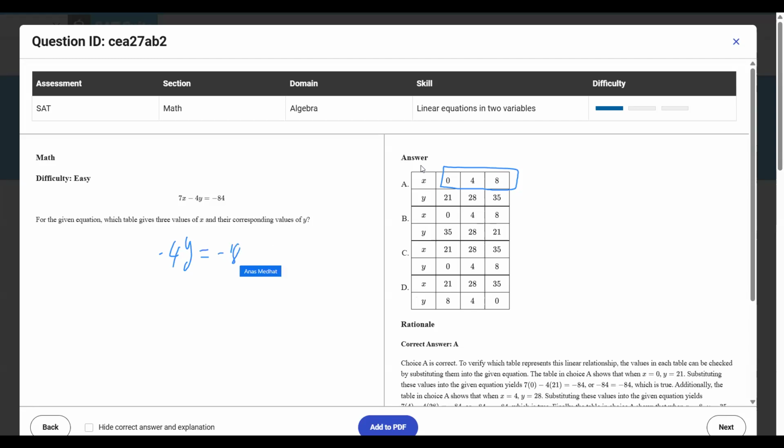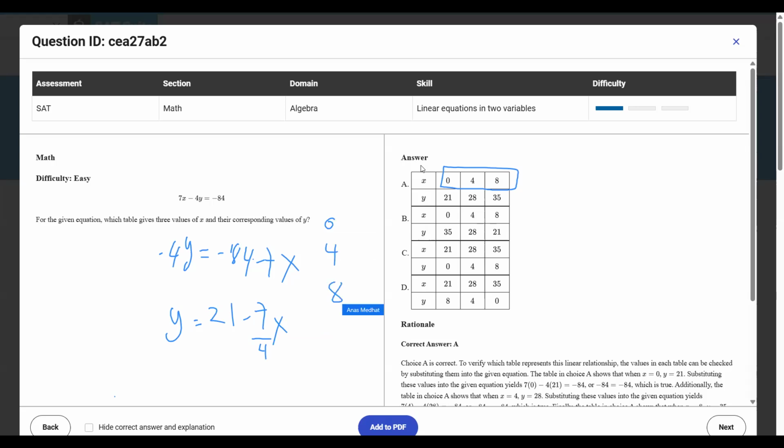Shift x to the other side, b minus 7x, then divide by negative 4, negative 48 over 4, equal 21 minus 7 over 4x. Now let's substitute 0, 4, and 8. Let's see. 0, 4, and 8.